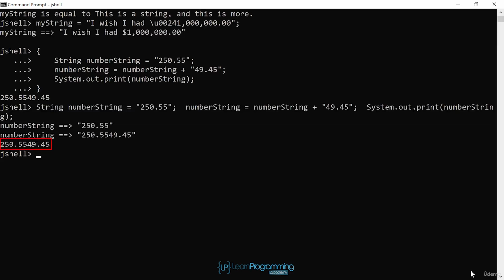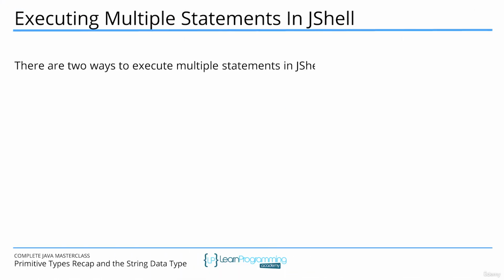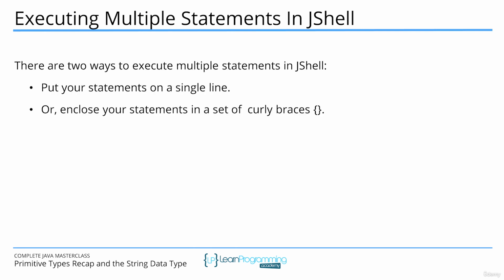So we got the final System.out.print statement with the same result, but you'll see, as we've seen in all the videos to date, that the variable values were output for the first 2 statements. This is behavior that is specific to JShell. There are 2 ways to execute multiple statements in JShell. Put your statements on a single line, or enclose your statements in a set of curly braces.